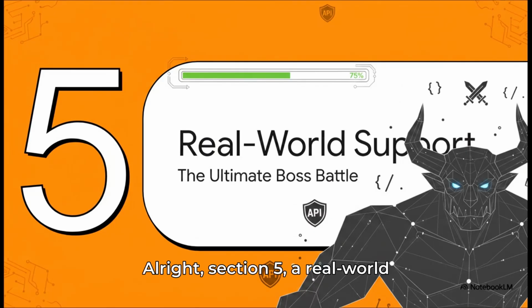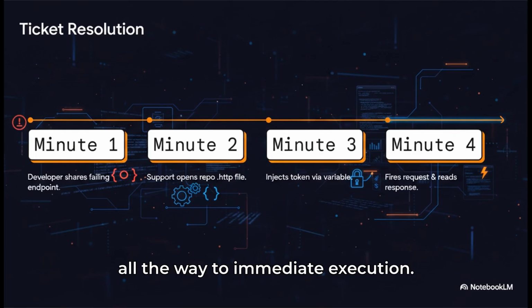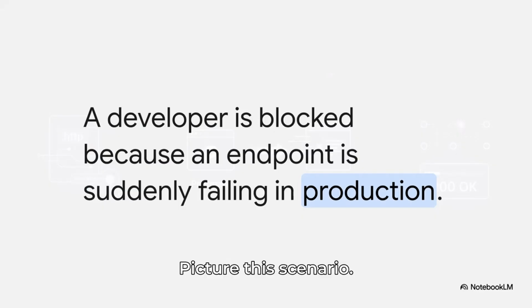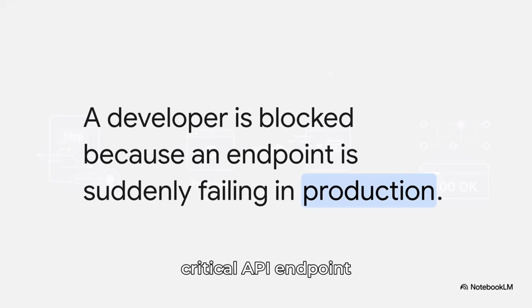All right, Section 5, a real-world support scenario, the ultimate boss battle. Let's look at the exact step-by-step timeline of how you'll resolve integration issues faster than ever before. We're going from the initial problem report straight to the code base to secure token injection, all the way to immediate execution. Picture this scenario. A front-end web developer pings you in a panic. They're totally blocked because a critical API endpoint in production is suddenly throwing errors.